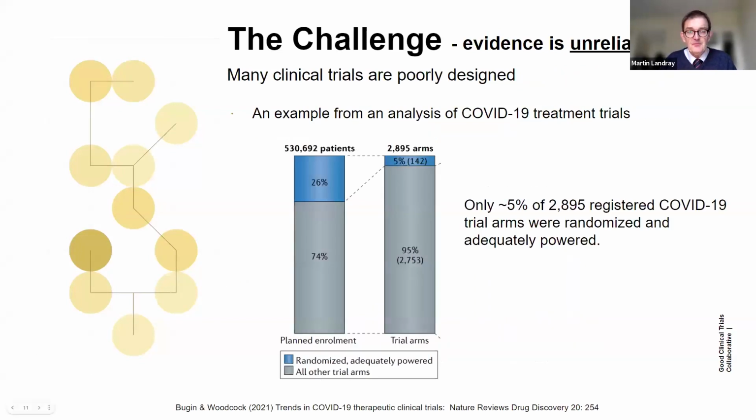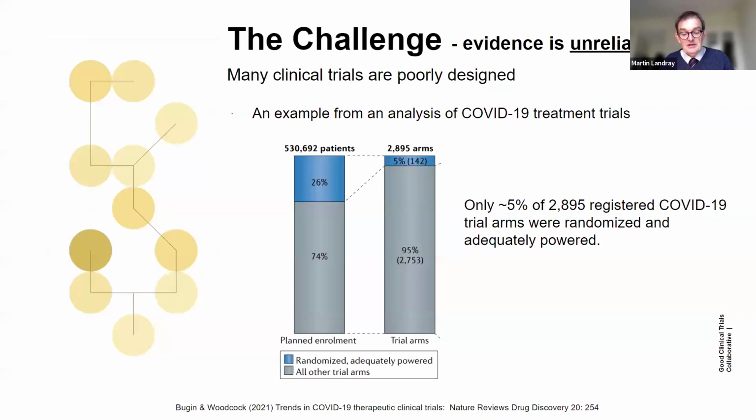Next, we can see that much of the evidence that's produced is unreliable. The trials that were done in COVID, this is an analysis from Janet Woodcock, who just last week retired as the Chief Deputy Commissioner at the FDA after 30 plus years of experience there. She looked at the nearly 3,000 clinical trials in COVID and found that only 5% of them were randomized and adequately powered. In other words, 95% of those clinical trials were doomed to failure from the moment that someone wrote the protocol. That's bad medicine, that's bad research.